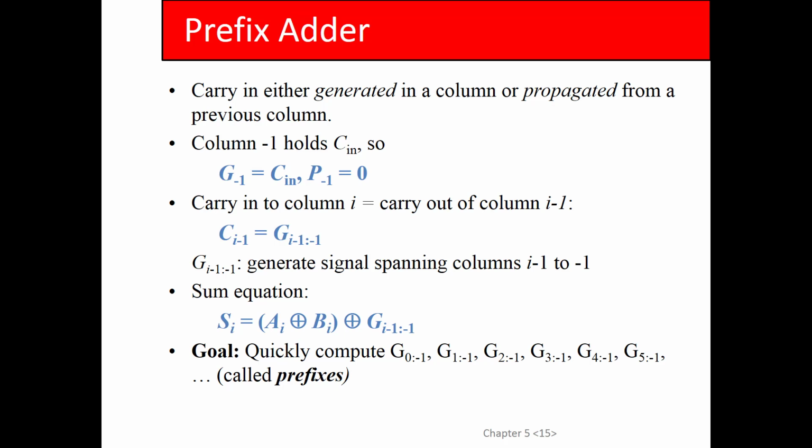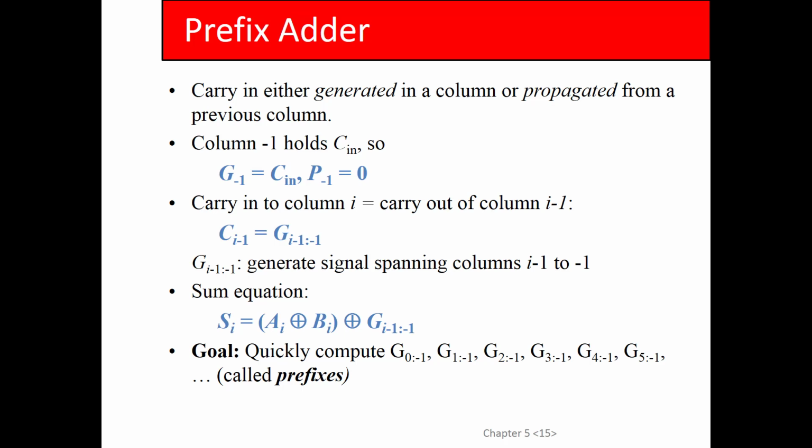Okay, then the carry-in to column I is the carry out of column I -1. So they establish this relationship, which is the carry-in to column I is the generate of I -1, meaning the generate of the column to its right all the way down to -1.